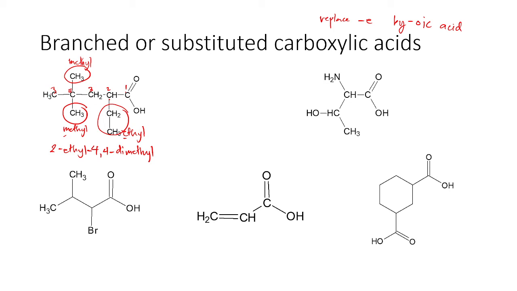Tapos, yung ano na, straight chain natin. So, that would be pentane dapat. Pero, papalitan natin yung E ng OIC acid. So, may space yan. Walang space yung iba. Okay? And as you may see here, this is our 2-ethyl 4,4-dimethyl pentanoic acid. Okay? So, those are for straight chains.